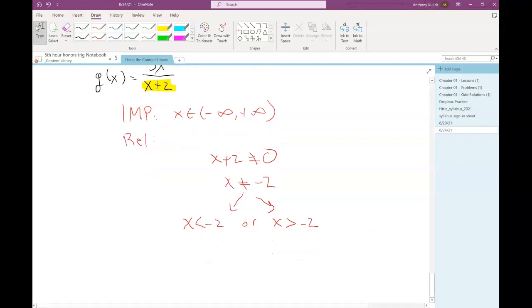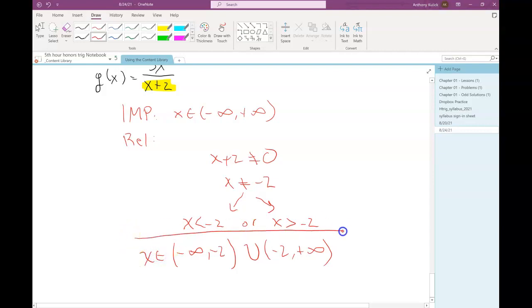And we just showed you guys how to do this, so I'll have negative infinity as the lower bound to -2. Both of those are parentheses. Then I'll have my union symbol, and then my lower bound is -2. My upper bound is positive infinity. Both of those are parentheses. And I'll write x is a member of.